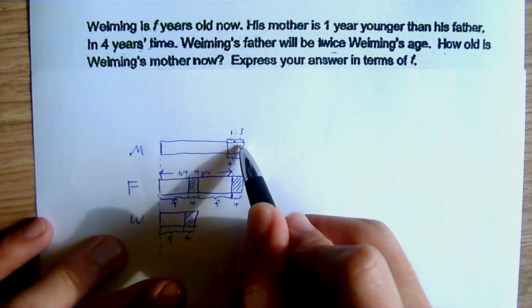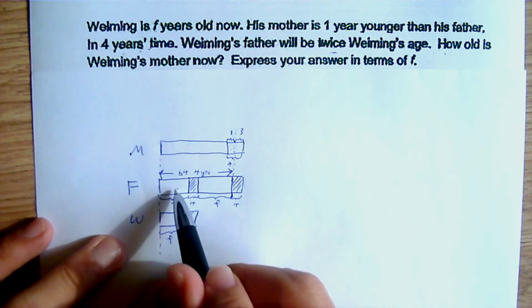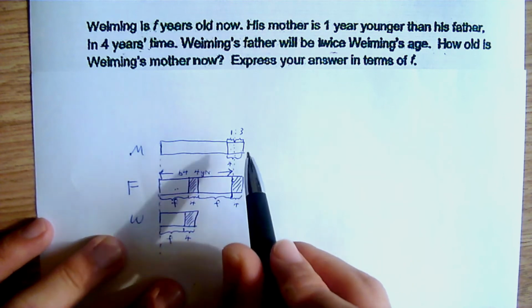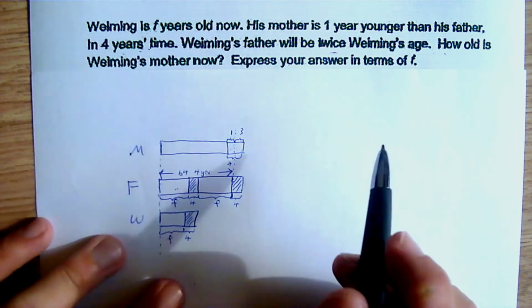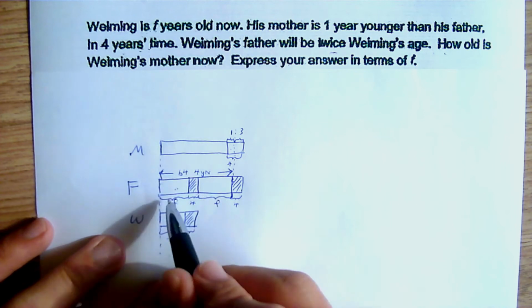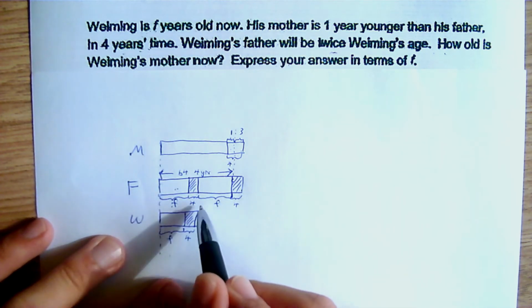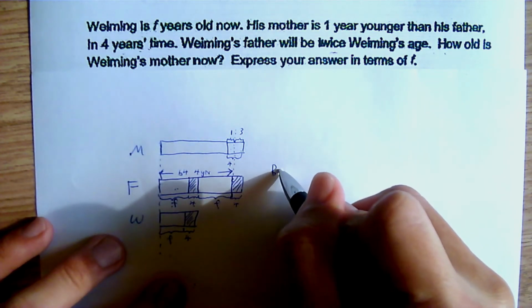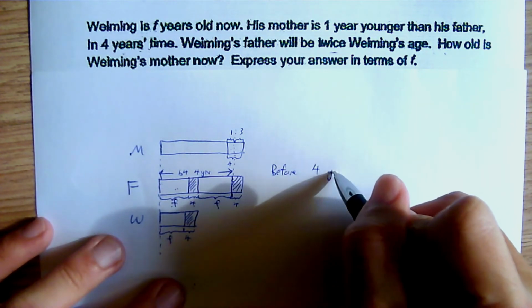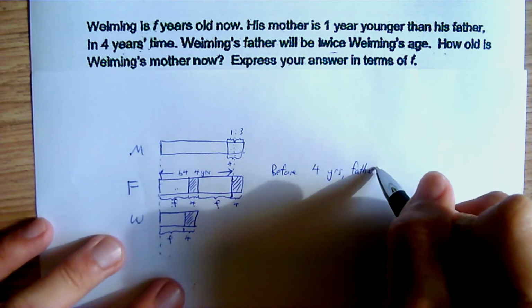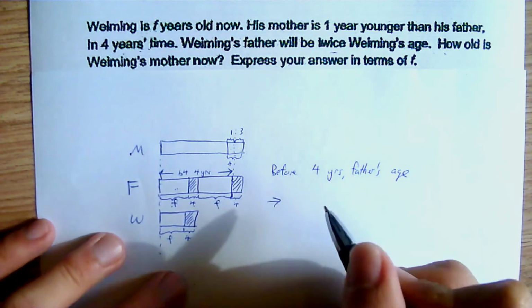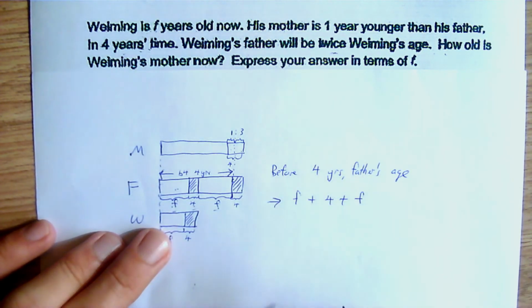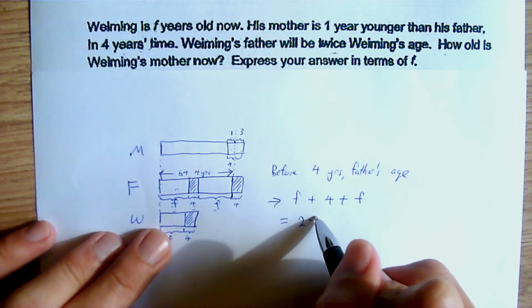Okay, so what you're trying to look for is almost the father's age before the 4 years, which is from here to here, and add another 3. That will be Wei Ming's mother's age. So before the 4 years, you will realize that the father is F plus 4 plus F. So before 4 years, father's age, arrow, is F plus 4 plus F. Okay, and that will give us 2F plus 4.